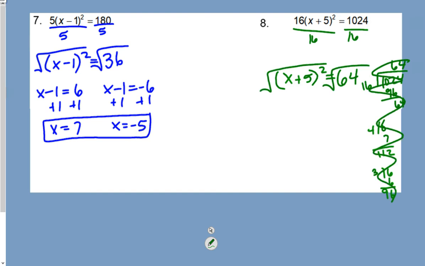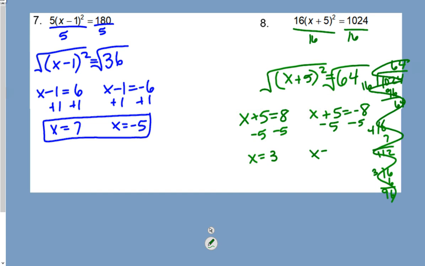Square root both sides. So x plus 5 either equals 8 or it equals negative 8. So I'm going to subtract 5, subtract 5. So x equals 3 or x equals negative 13. Again, two separate answers there.